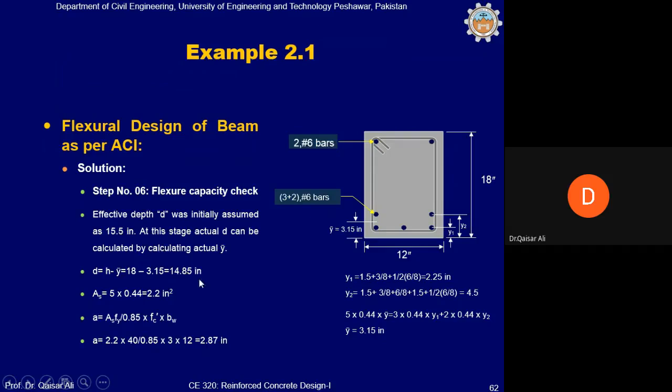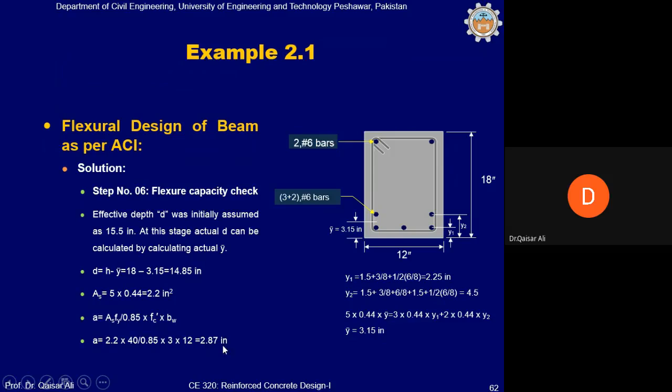Since this actual d is less than the assumed d, it will slightly reduce phi Mn. But since we have area of steel slightly more than the required area of steel, which was 1.95, and because of the adjustment in the number of bars, the area of steel comes out to 2.2 square inch, 5 into 0.44. So this is the actual area of steel, and this is the actual d now. Okay, so we can calculate small a from this As now, because this is the actual area of steel. Actual a equals As fy over 0.85 f'c bw. a comes out to be 2.87 inch.